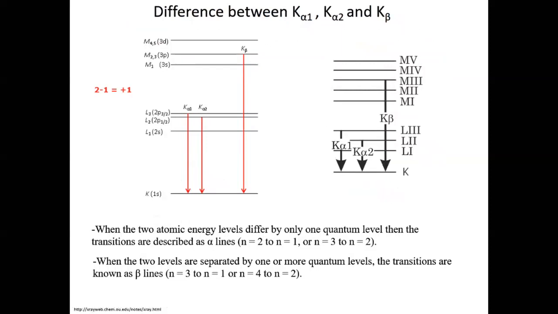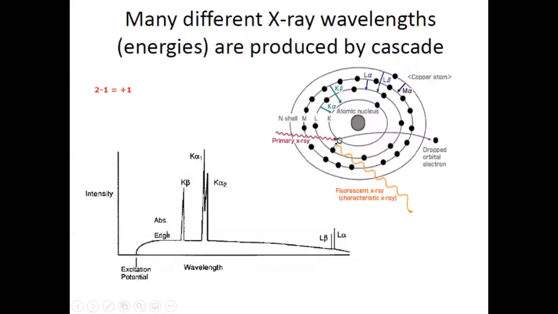So remember, if you can refer back to Gen Chem 1, you'll remember that the smaller the energy gap, the longer the wavelength. So here we have K alpha 2 to the 1s orbital is smaller in energy, therefore it has a longer wavelength, whereas K alpha 1 has a larger energy gap, and it's not much larger, but it has a shorter wavelength. So if we go back to the previous slide, you'll see that K alpha 1's wavelength is shorter than K alpha 2.